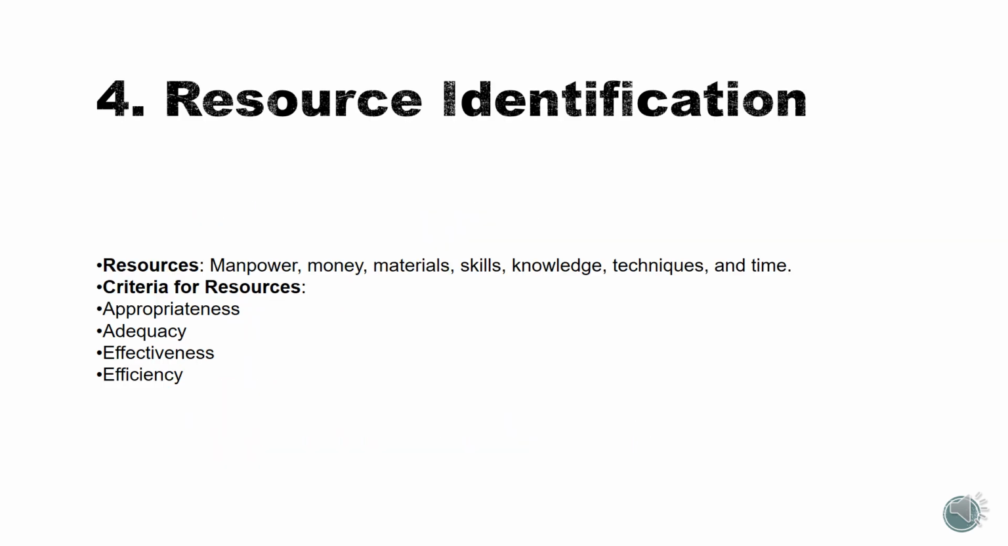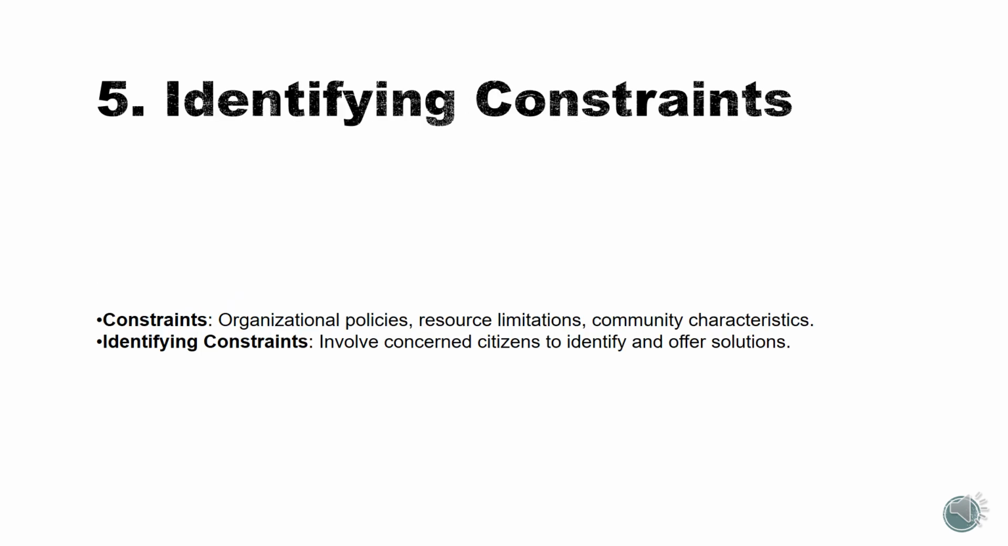The fourth step is resource identification. The term resources implies the manpower, money, materials, skills, knowledge, techniques, and time. The criteria used to determine what resources should be used are appropriateness, adequacy, effectiveness, and efficiency. The fifth step is identifying constraints. Constraints may result from organizational policies, resource limitations, or characteristics of the community. For example, lack of funding, labor shortages, restrictive government policies, and negative attitudes.